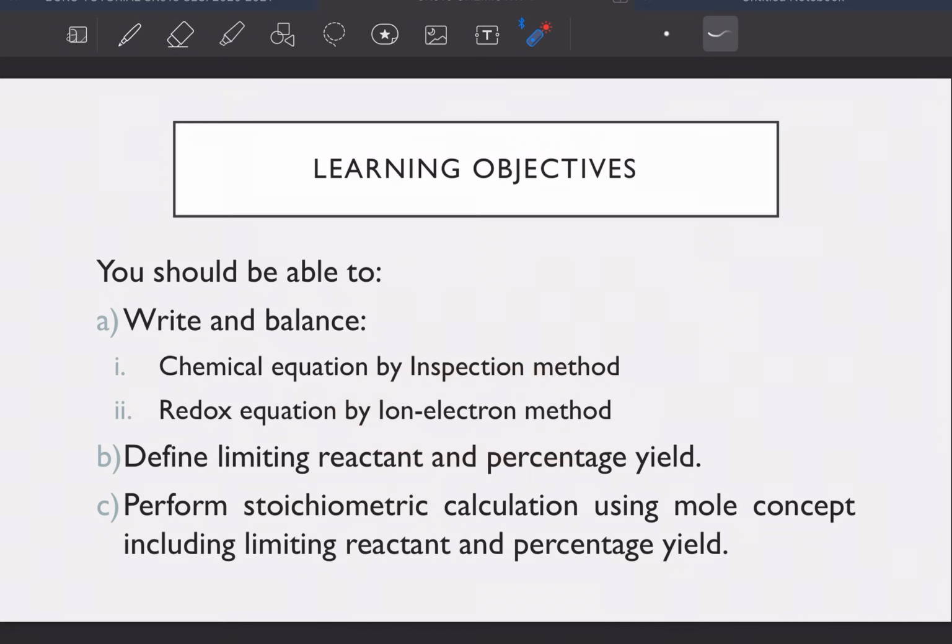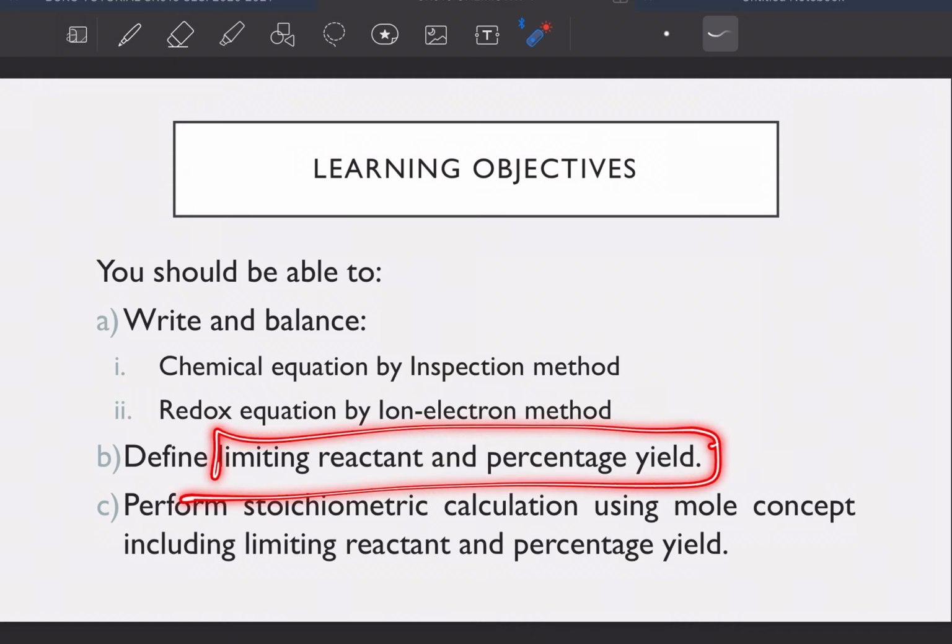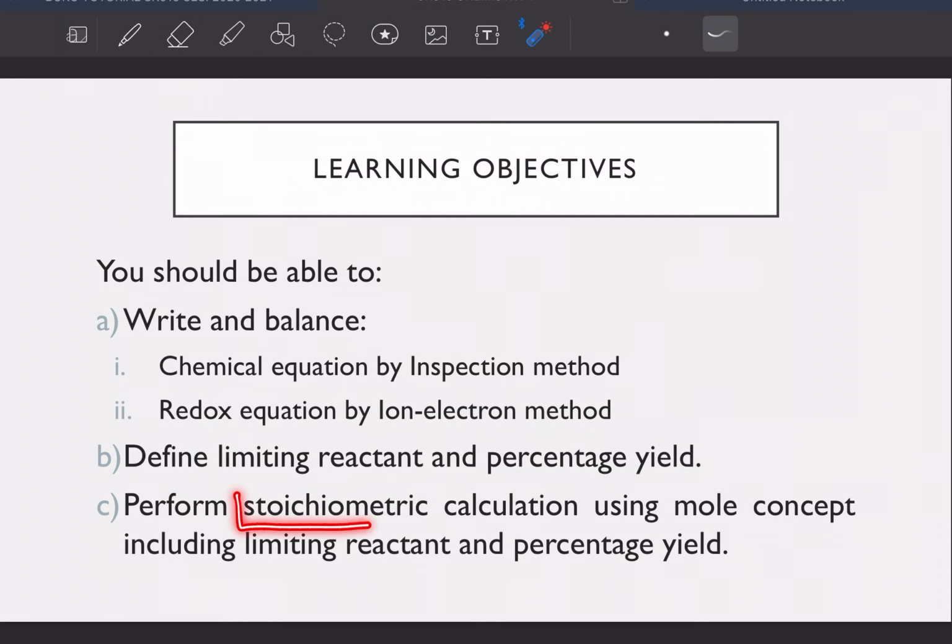So basically this is the first part of 1.3 that you need to know. You have to learn how to balance your chemical equations, and then you will learn how to define a limiting reactant and percentage yield. Basically these two are the last part. The stoichiometric calculation you will learn first. You will learn how to use the mole concept to find your limiting reactant and find the number of moles or anything else.